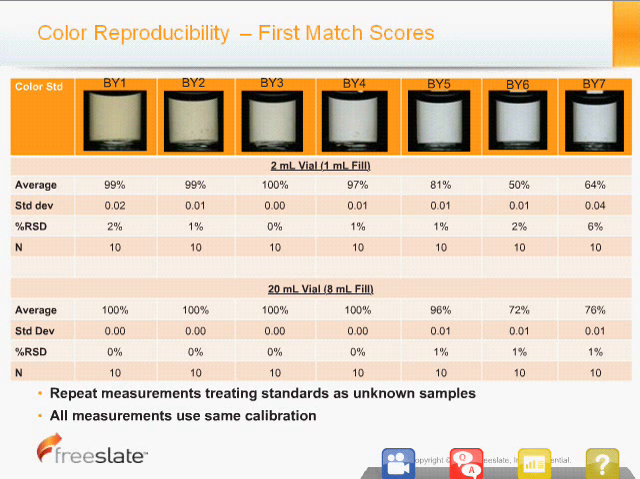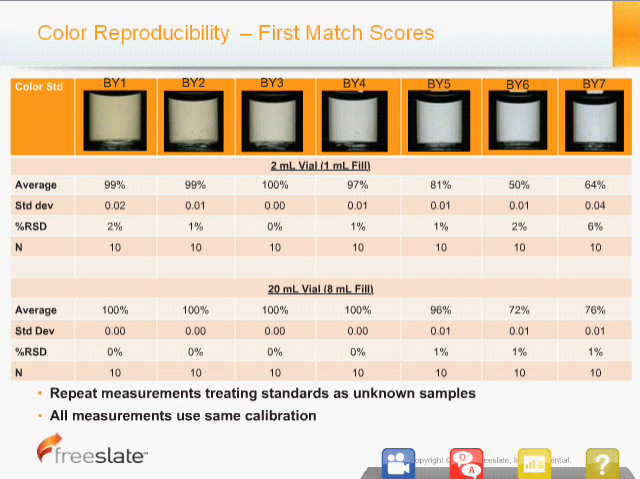And this holds true for both the 2 milliliter vials and the 20 milliliter vials. Now, the BY standards go from a very brownish color in BY1 all the way down to a color that visually is very indistinguishable from water. So you can see as you go to more colorless samples, the match scores tend to go down, which isn't unexpected because it's very hard to distinguish these materials.